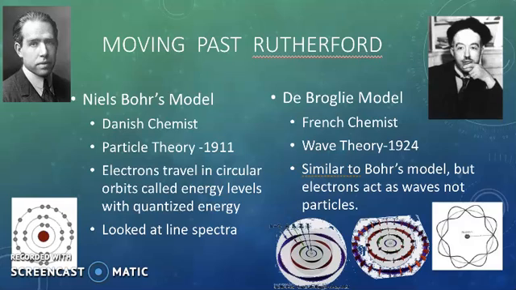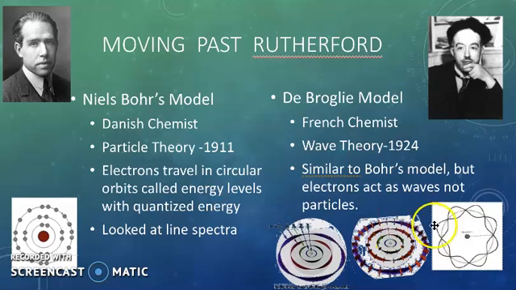We also have de Broglie. He was a French chemist, and he came up with the wave theory in 1924. Building off of Bohr's model, he said electrons don't exactly follow this planetary orbit. They act as waves, not just particles. So they have a dual nature of both particles and waves.